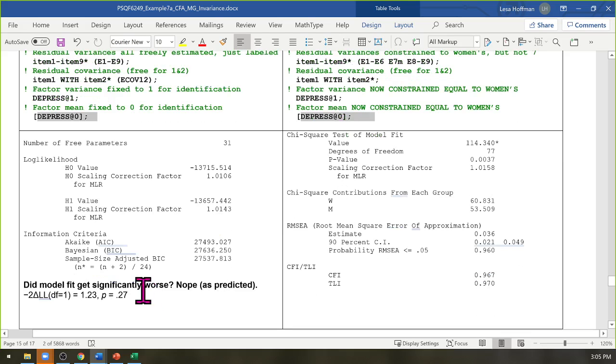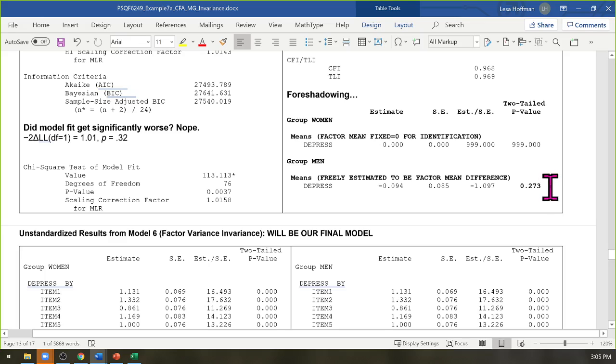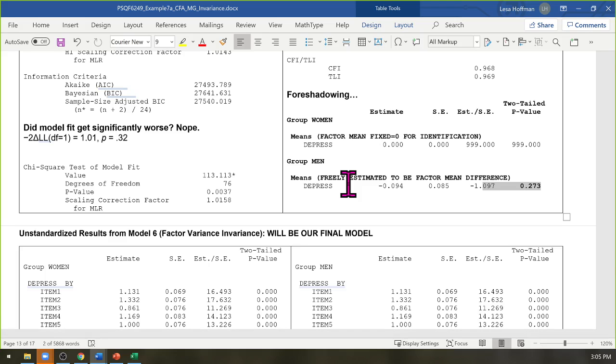And the p-value for that test is 0.27, which is not coincidentally the same p-value that I got up here. So point being, you don't actually have to do the likelihood ratio test for the factor mean. You can use the Wald test result for that. If they ever were to disagree, then the likelihood ratio test is supposed to be better, but that would happen very rarely.